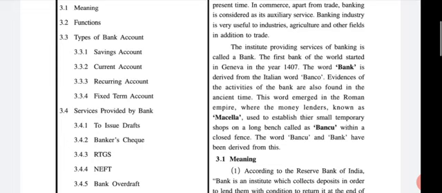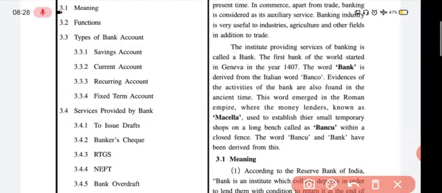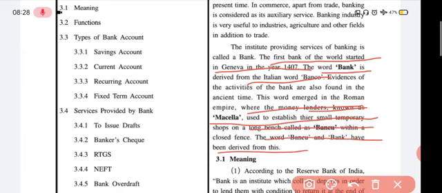Okay. Please underline: the word bank started in Geneva, year 1407. The word bank is derived from the Italian word banco, then used to establish the small temporary banku. Okay, please underline. Complete? Good.